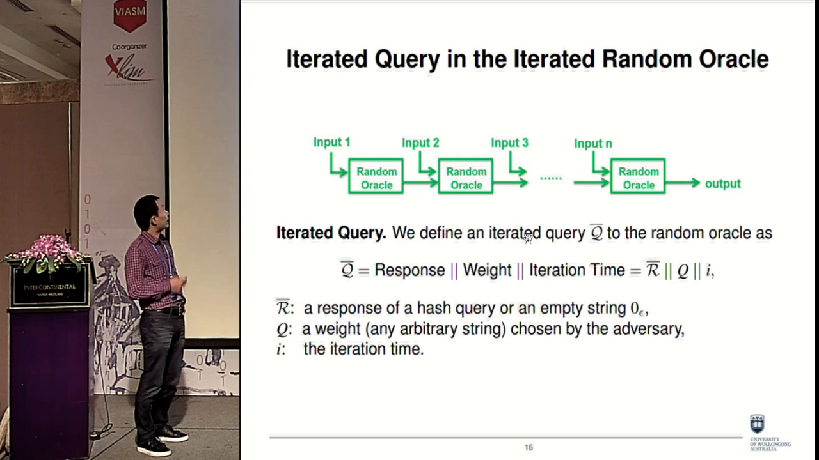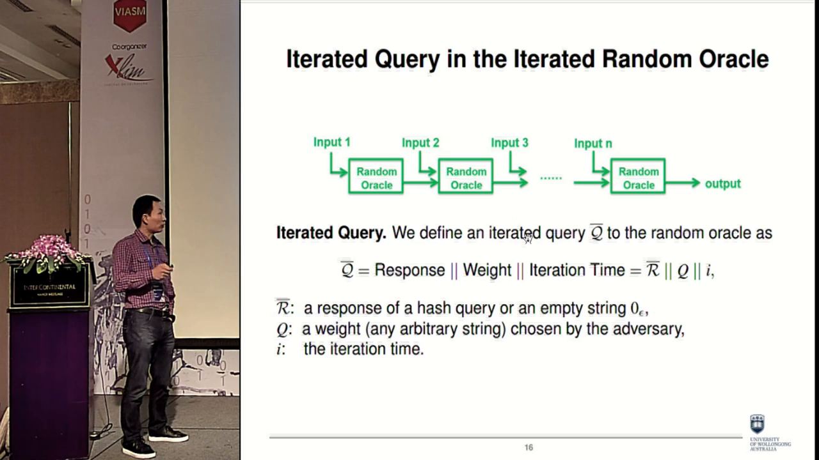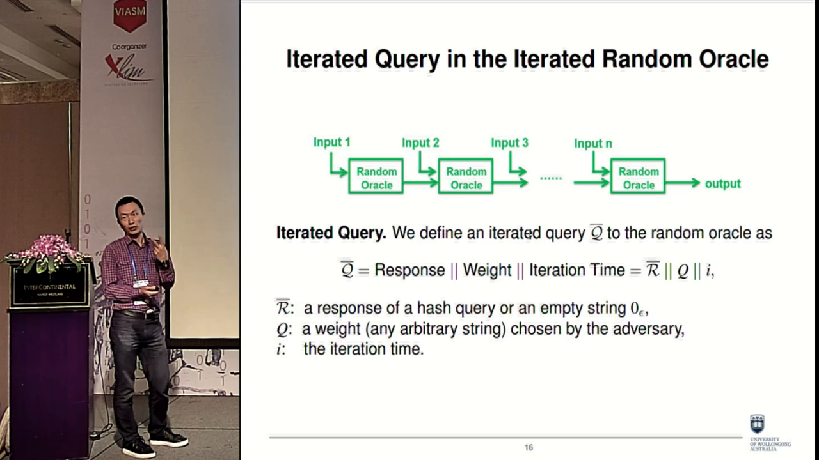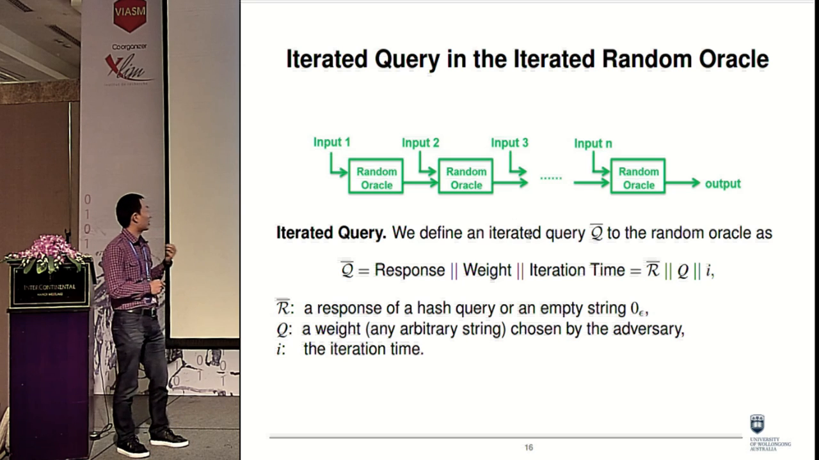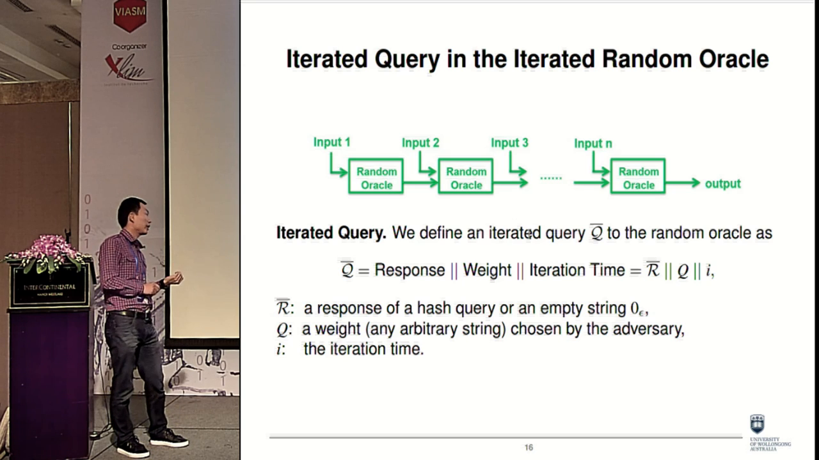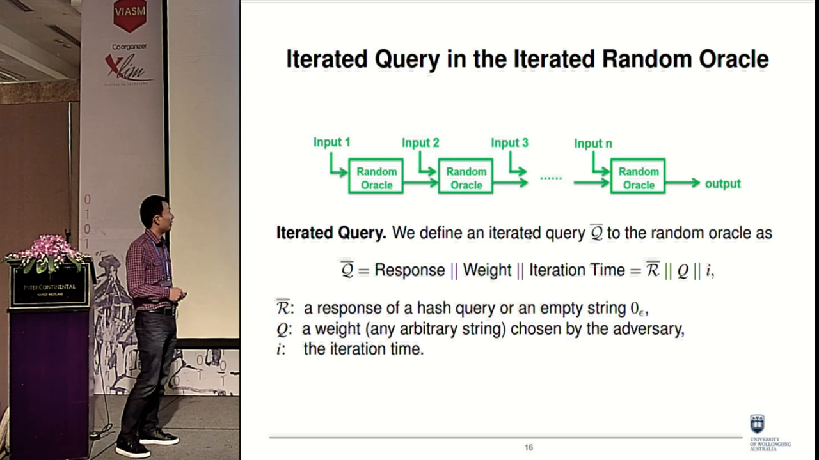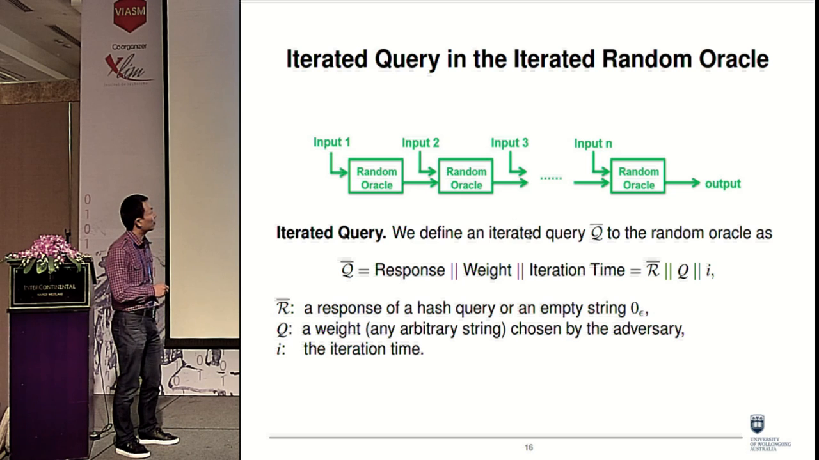We define the iterated query in this approach, and each iterated query has three components. The first is the response of a hash query, or just an empty string. Q is a string, which can be any arbitrary string chosen by the adversary. And I denotes the iteration time. So each query has three components: response, string, and iteration time.